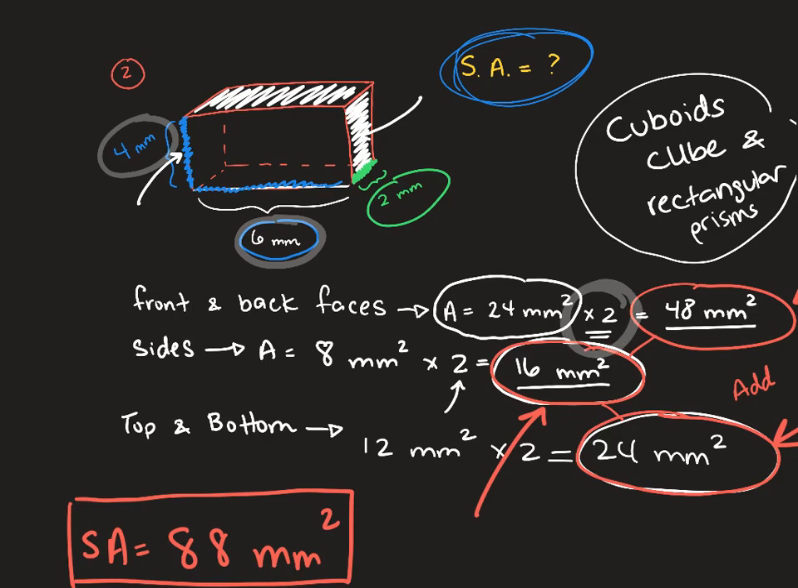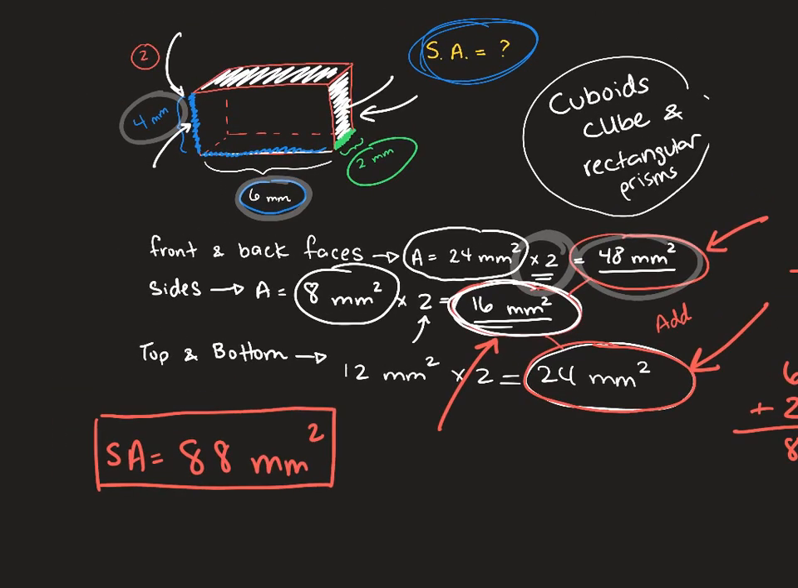So it's going to be 24 times 2, which is 48. Okay? You still good? Okay. And then the side face, which is this one here, is 2 times 4, which is 8. And then there's also a side face over here on this side, so it's going to be times 2, and that's going to give us 16 millimeters squared.